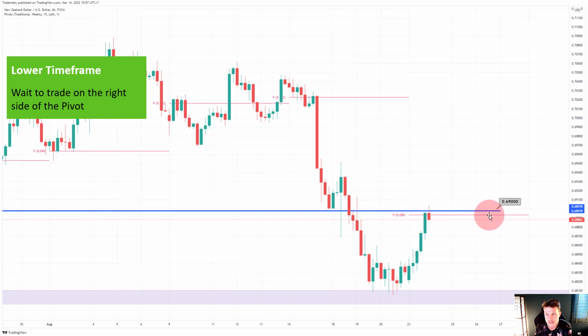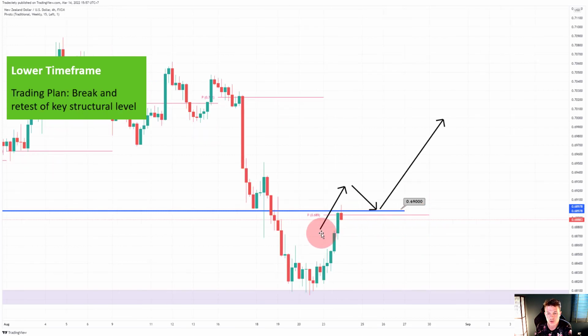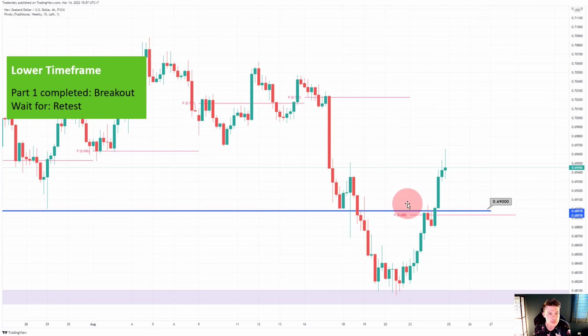So here you can see this is the weekly central pivot point. It lines up perfectly with the 69 round number, and we want to make sure that we don't go long unless we have broken this. So a trading plan could look like a break and a retest pattern. We want to get above this level and then retest this area from above, and then we look for long opportunities. So now the first part is completed.